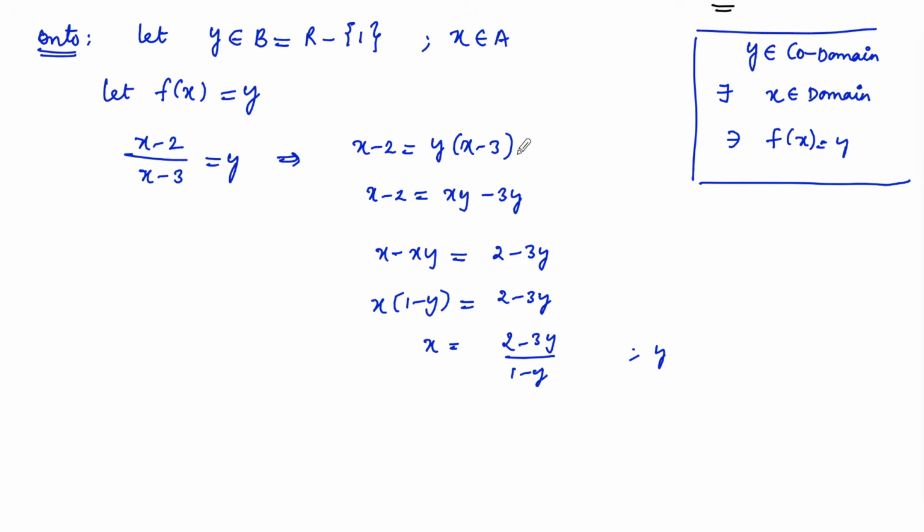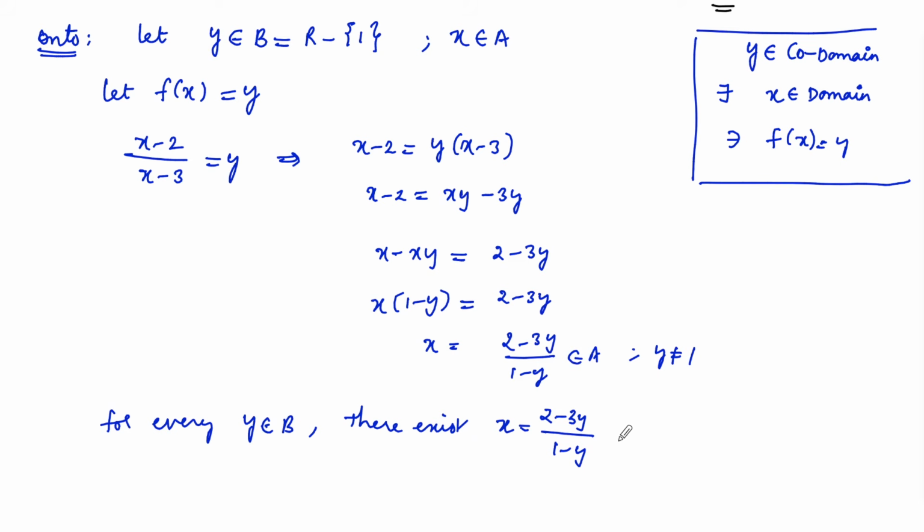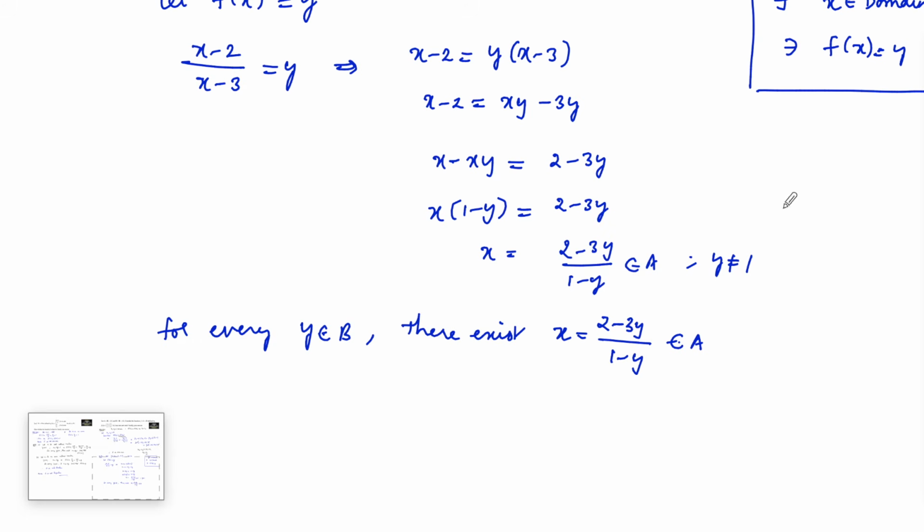And since y is not equal to 1, we can say for every y belongs to B where y is not equal to 1, there exists x is equal to (2 minus 3y) upon (1 minus y), which belongs to A, such that now we need to consider f of x.